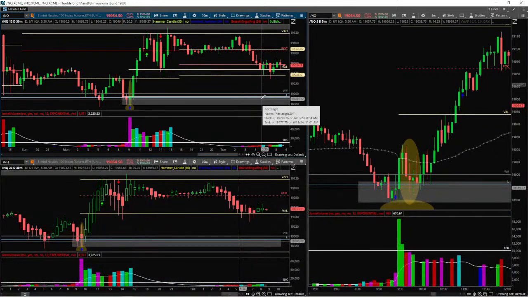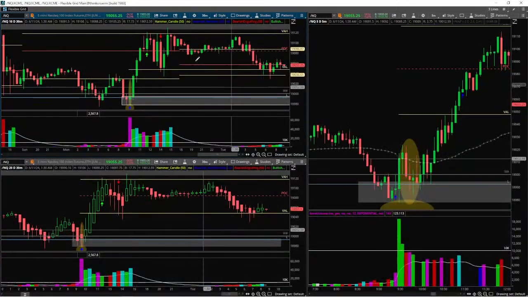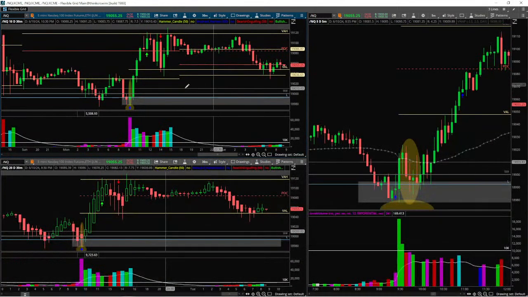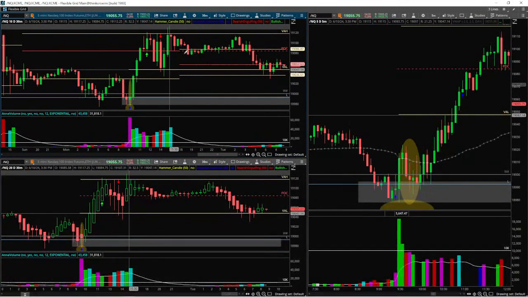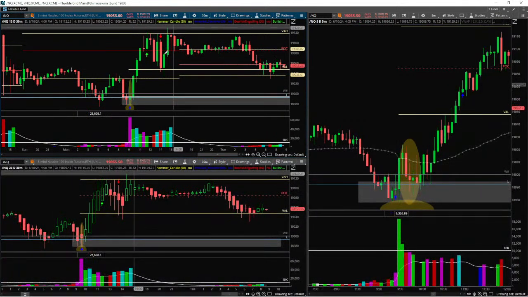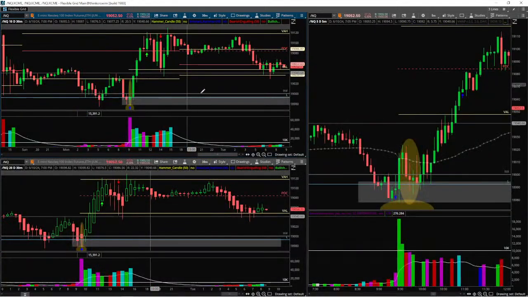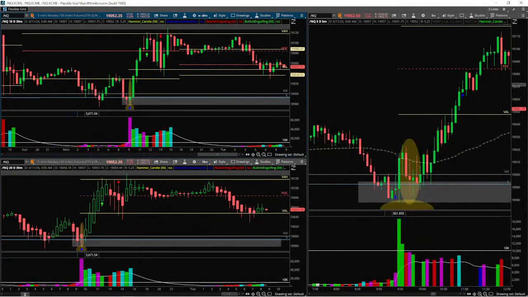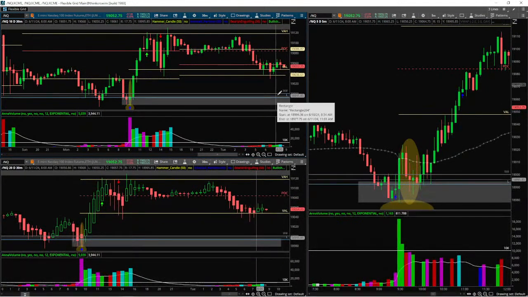Okay, so I will see that NQ is basically inside the levels that I drew the prior day. Haven't really changed much. Same thing with ES. I'm not gonna mark these because they're not the extreme. I would prefer to see price come lower.